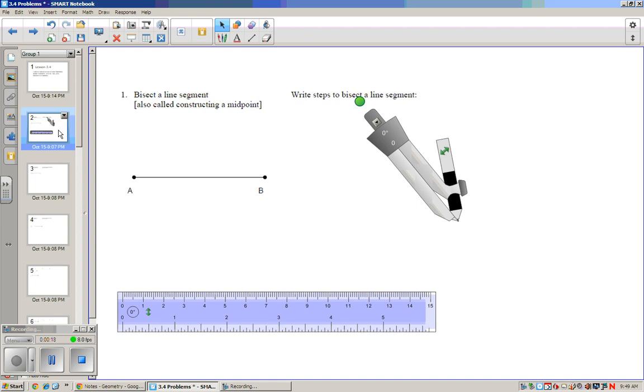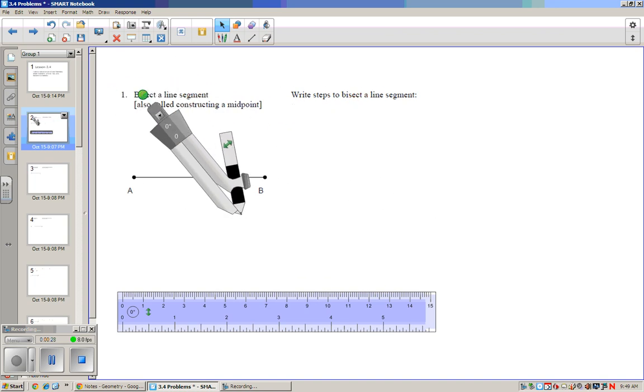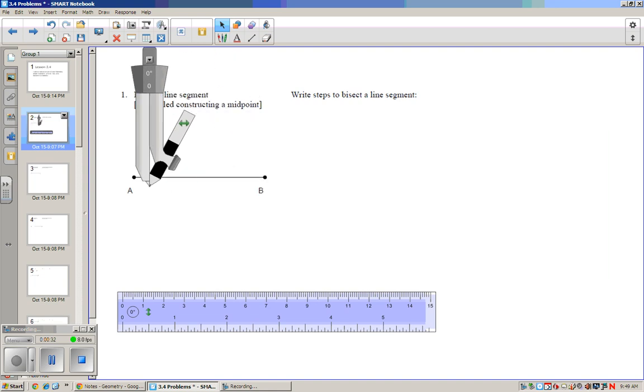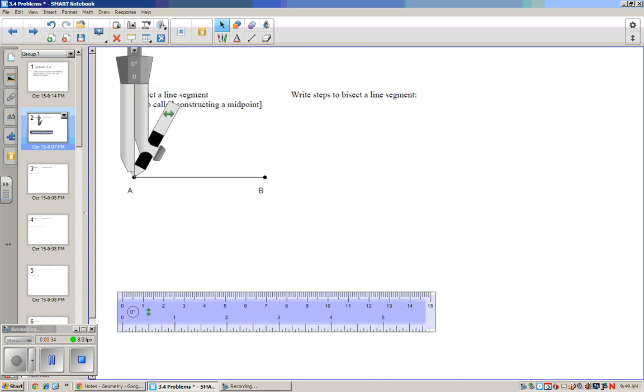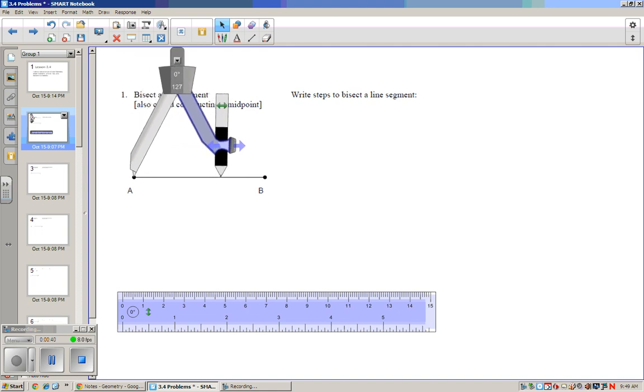It's bisecting a line segment, and notice that it says we are constructing a midpoint. So we don't want to actually draw a line for this, we just want to plot the midpoint. Bear with me on these tools, I'm learning how to use them. All right, so what I want to do first is put my compass on endpoint A, and extend it to over half the line.